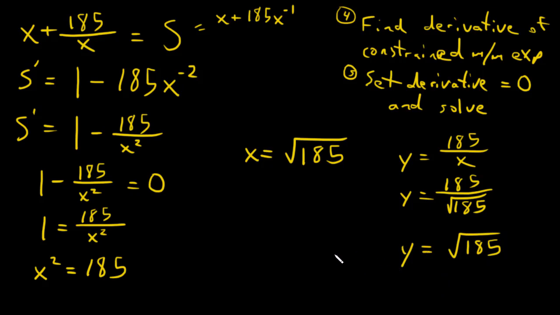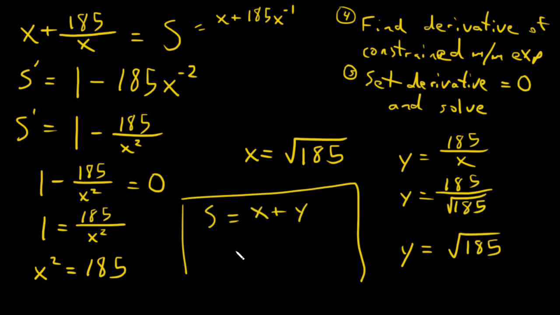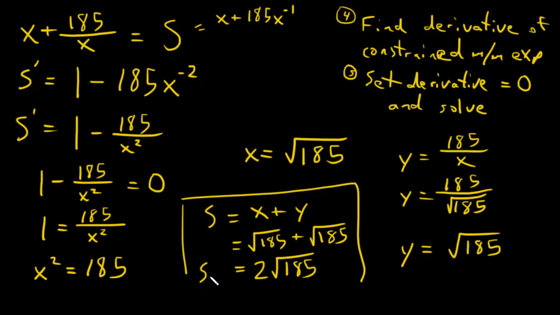Alrighty? So back to my original problem, I want the sum to be a minimum of two numbers whose product is 185. So what is that sum? Well, I said the sum was equal to x plus y, right? So that sum is equal to root 185 plus root 185. The sum is 2 root 185. That is the actual answer. That is my sum. That is a minimum. Boom. Just like that.